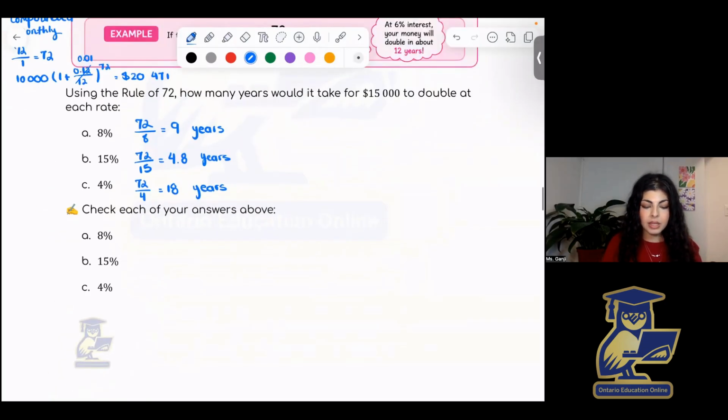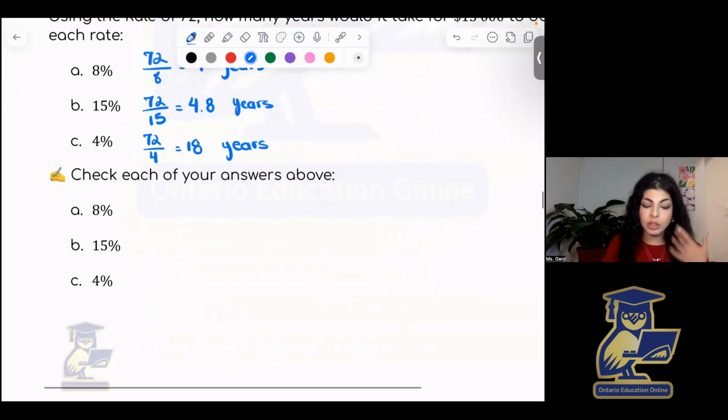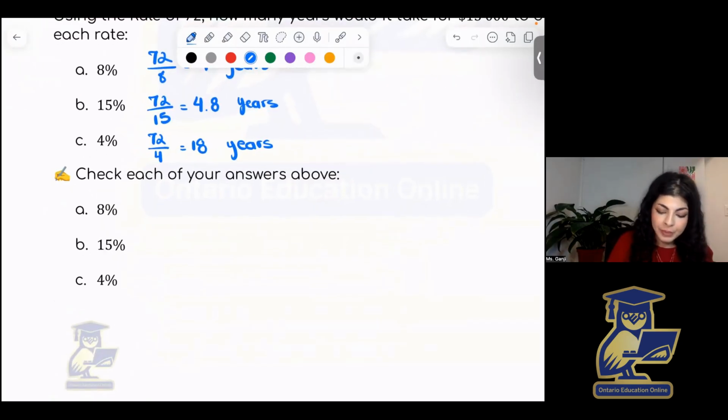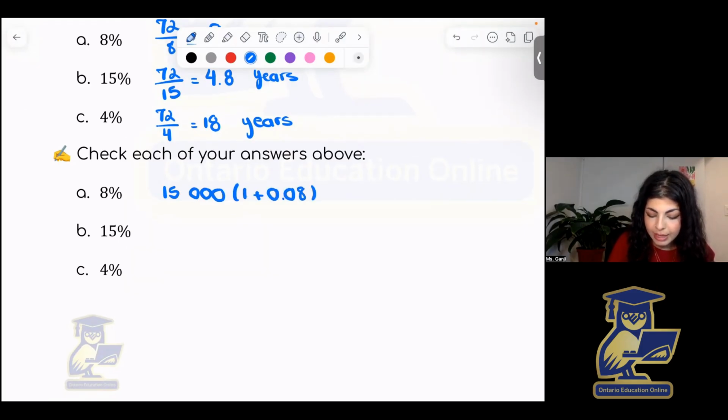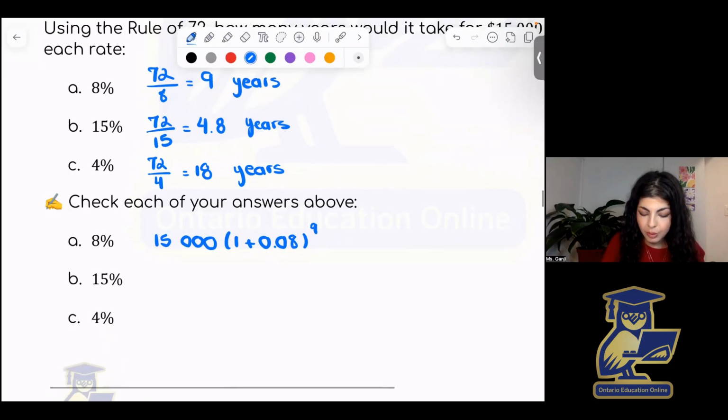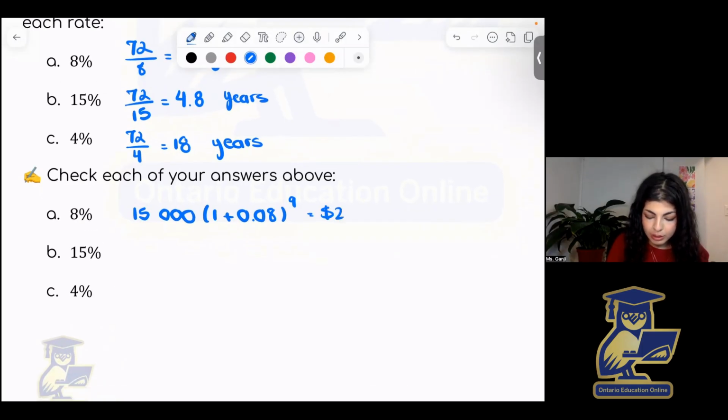Okay. And now I do suggest you try this on your own and check your answers. So I'll just show you maybe one of them. So if we have 15,000 and now it's 0.08, and now we use the answer here, so 9. So we would get 15,000 times 1.08 to the power of 9.